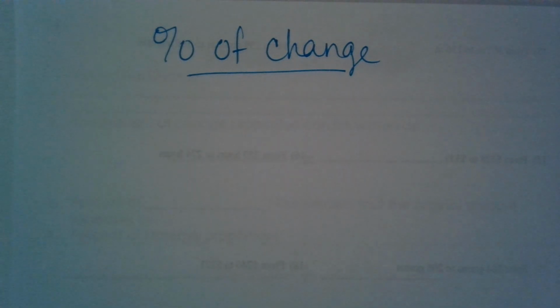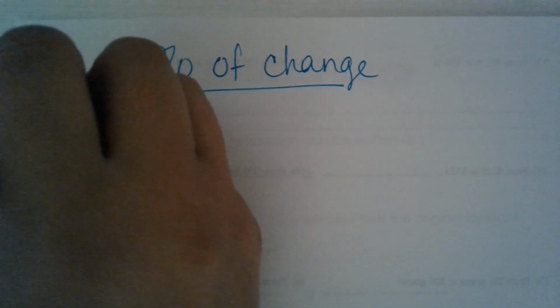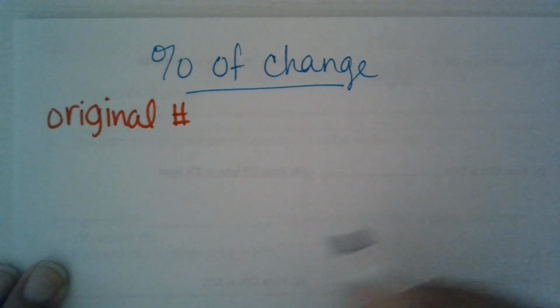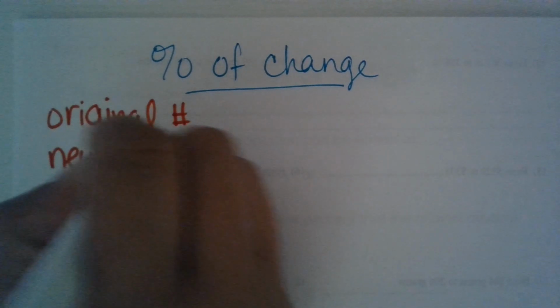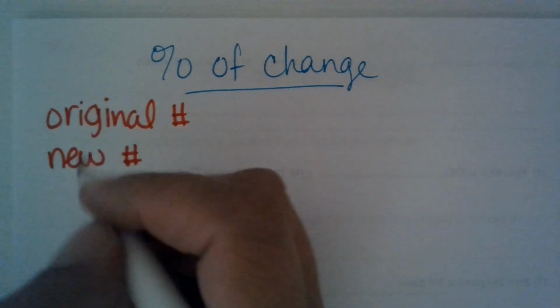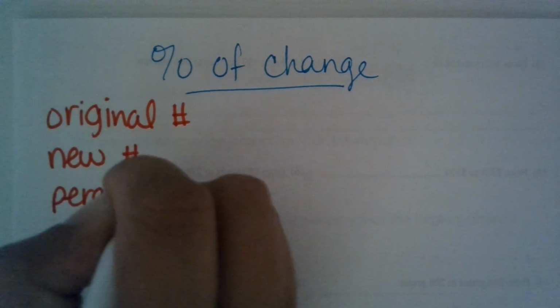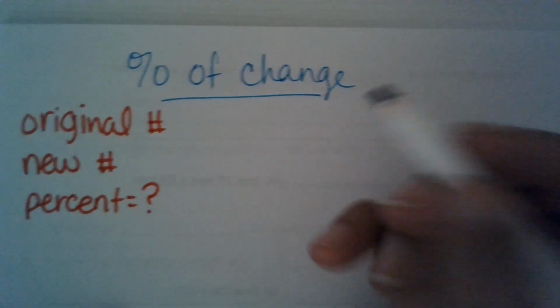For example, let's say I was given an old amount, an original number. Let's say I was given a new number, right? Because I've got to compare them. And then I don't know the percent. Well, there's a proportion set up.